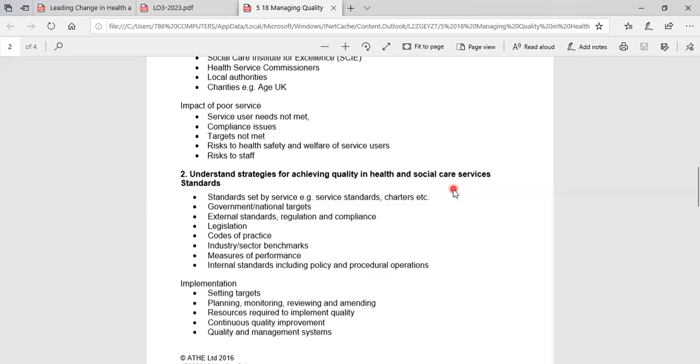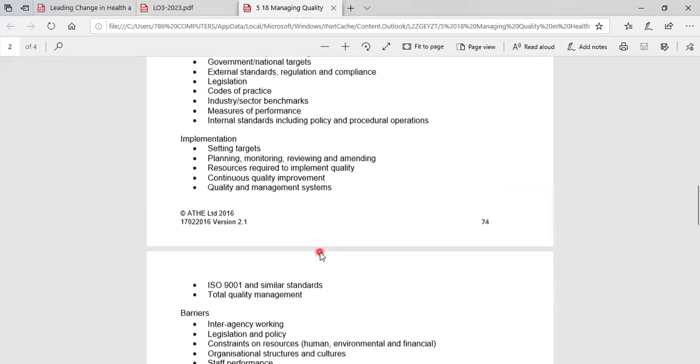If they're implemented, why are they not practiced? Industry or sector benchmarks, you could have a discussion on that. Measurement, how do you measure performance, or how do you measure quality performance? Internal standards, including policy and procedural operations. So these are examples of strategies that you can talk about.